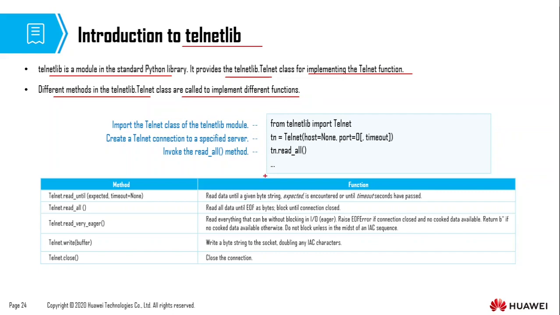So we have several functions on the telnetlib.Telnet class. Some of those functions are here. For example, we have the telnet read_until. This is used to read the data until a given string is encountered, or until timeout seconds have passed. That's why you give it some expected data, or some timeout. Another important one is telnet read_all, used to read until the end of file, EOF.